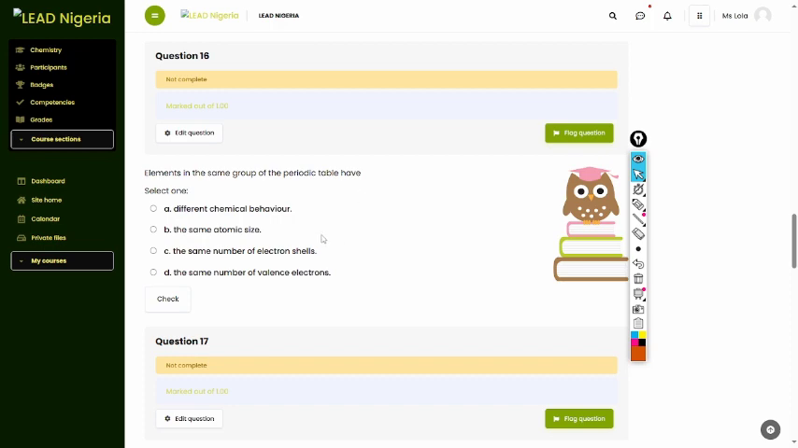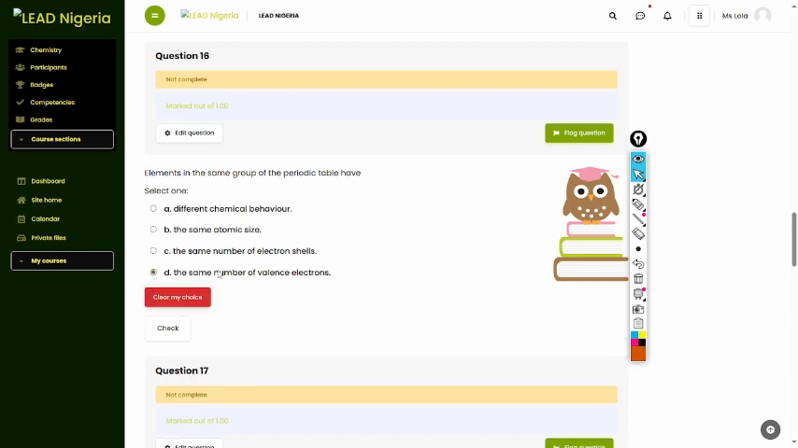Elements in the same group of the periodic table have, so groups of the periodic table refer to the total number of electrons in the outermost shell, which are also called valence electrons. So it means that the correct answer would be D. They have the same number of valence electrons.